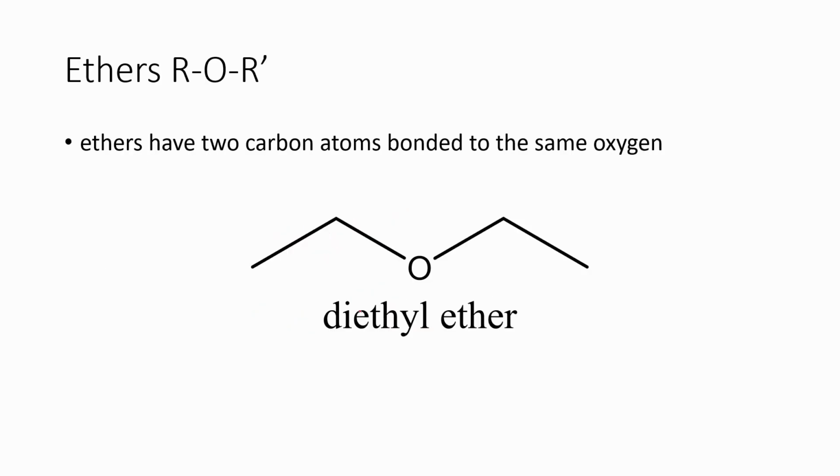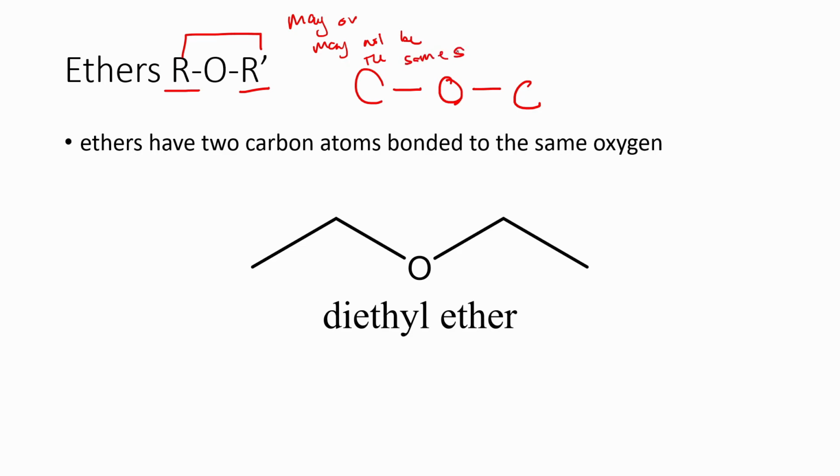Next, you have your ether. Ethers have two carbons bonded to the same oxygen. So it needs to have one oxygen in between two carbons. R prime signifies that it may or may not be the same substituent.